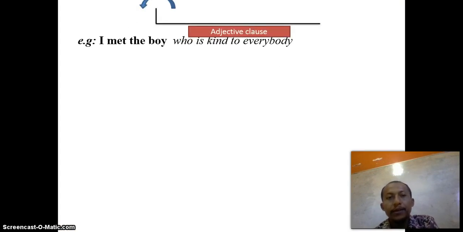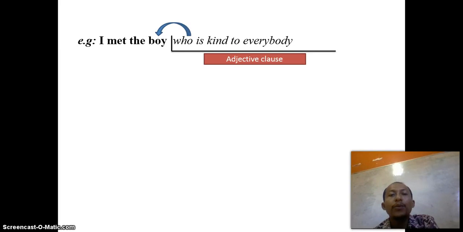For example, here: I met the boy who is kind to everyone. So "I met the boy" is the independent clause, and "who is kind to everybody" is the dependent clause. So the adjective clause modifies nouns. "Who is kind to everybody" is to describe, to tell, to explain about the boy.